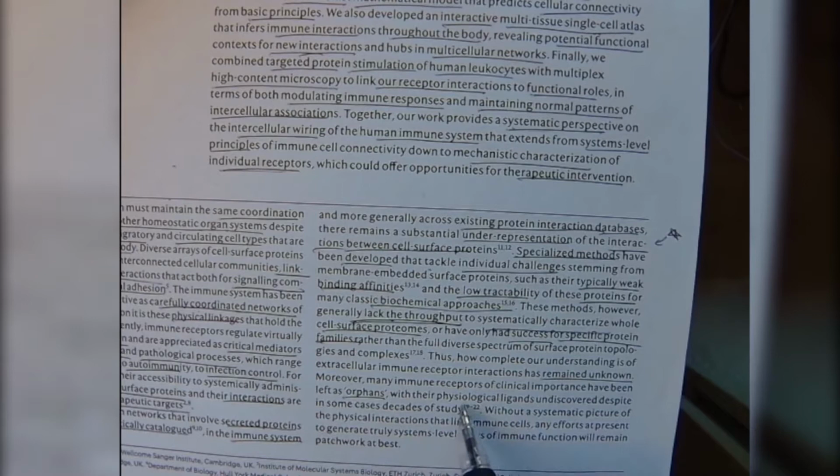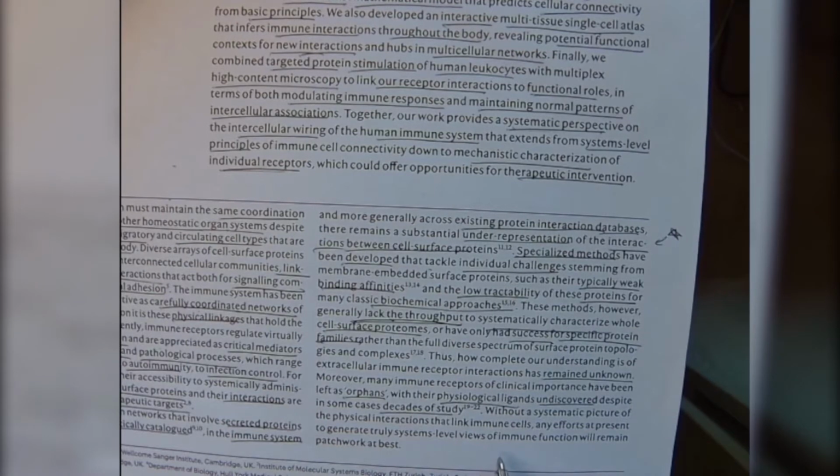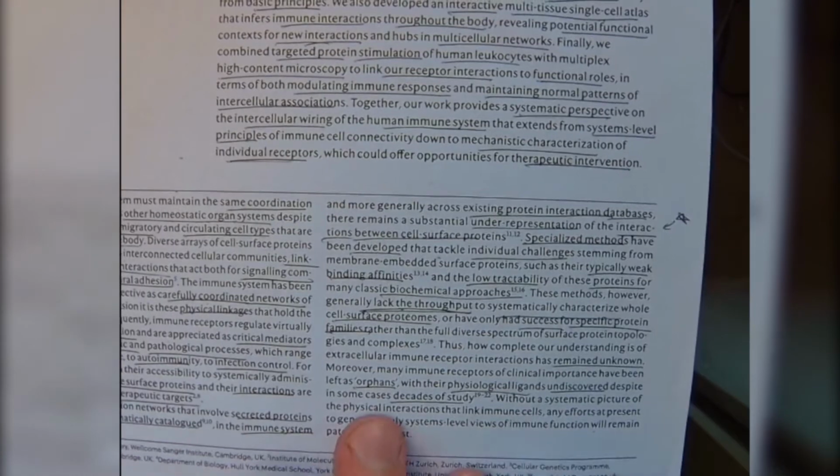Moreover, many immune receptors of clinical importance have been left as orphans, with their physiological ligands undiscovered, despite, in some cases, decades of study. Without a systematic picture of the physical interactions that link immune cells, any efforts at present to generate truly systems-level views of immune function will remain patchwork at best. So we'll go from here to the first figure.